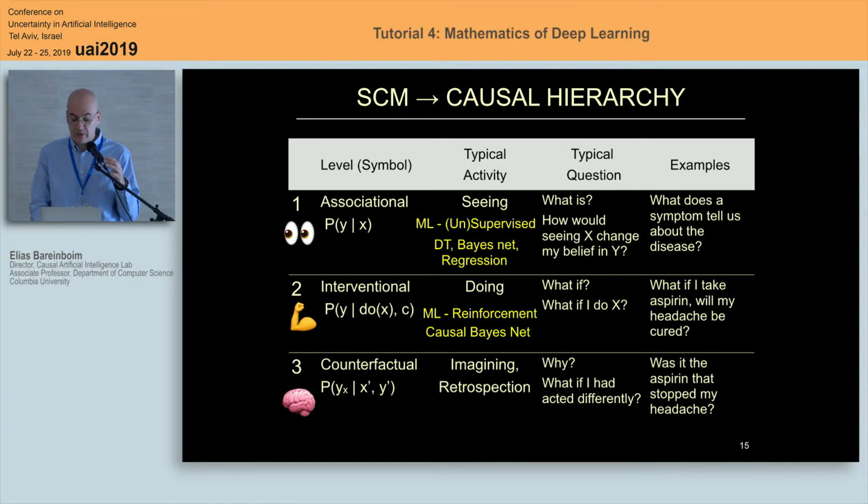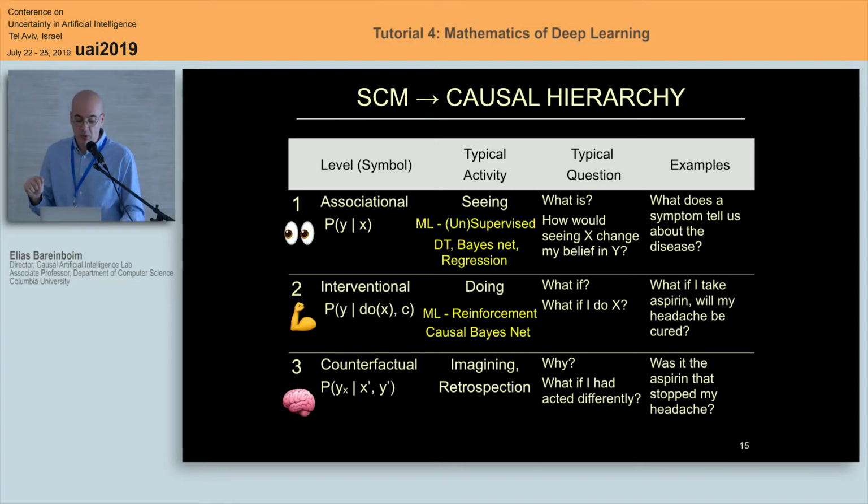You have another layer of distributions that I'll talk about more towards the end, called the counterfactual distribution, the full-blown counterfactuals. It is related to imagination or some type of retrospection or introspection. It's very related to the why questions that give the book its title. The symbolic way to write it is P of y sub x given x prime and y prime. This is just one example in this language.